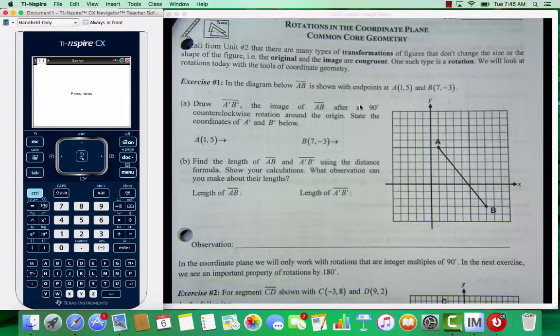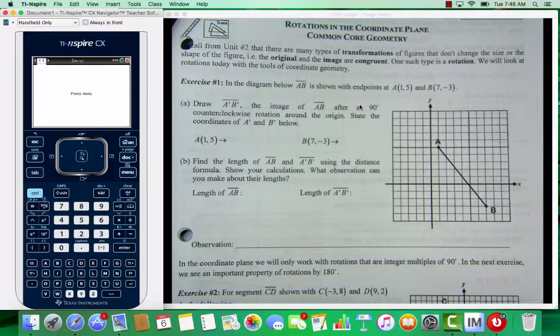For the ninth lesson in this section, we're going to review a little bit and go back and take a look at our rotations, but this time we're going to focus more with them in the coordinate plane and using some of the formulas that we've looked at throughout this chapter. So basically what we have in the first exercise is line segment AB, whose coordinates are given up above.